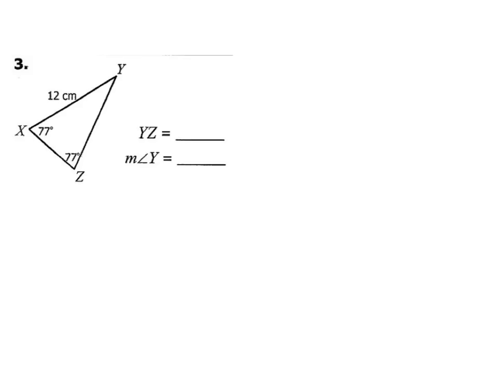All right, so in this triangle, we're given that the two base angles are congruent. So by the converse of the isosceles triangle theorem, we can say that the legs are congruent. So if XY is 12, then YZ also has to be 12 centimeters. And then in order to find the measure of angle Y, we know Y is the vertex angle.